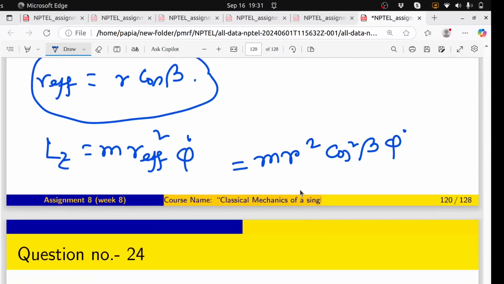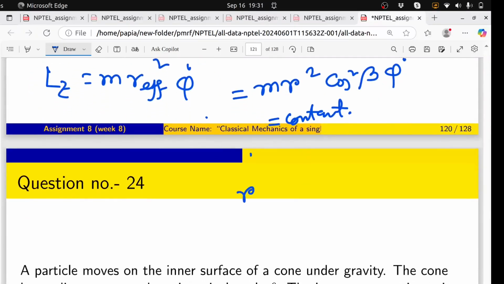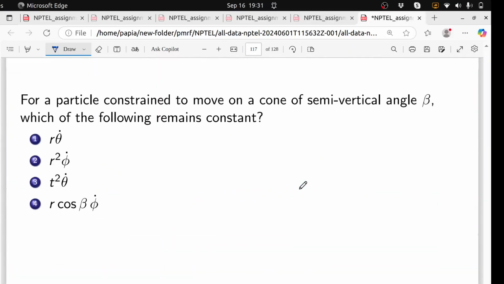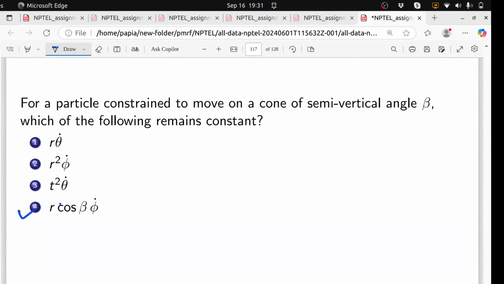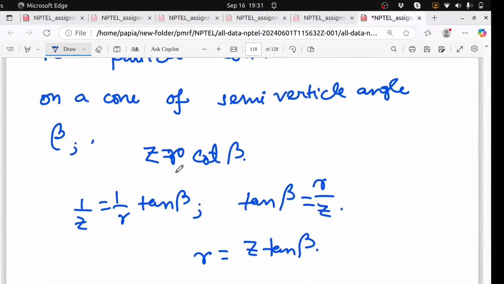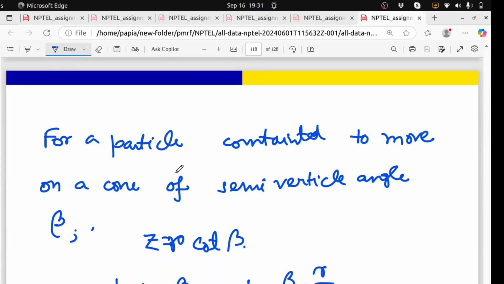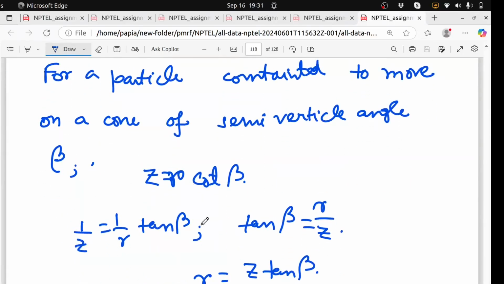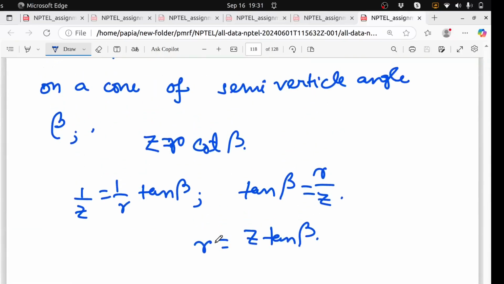So if it is conserved, I can write here it is conserved. So particularly it can also be written that r cos beta phi dot is conserved. So maybe we can go for this, r cos beta phi dot, this is constant. So for this question what we did, we just calculated that for a particle constrained to move on a cone of semi-vertical angle beta, we have that r equals to z tan beta. So I can write here that z equals to r cot beta.